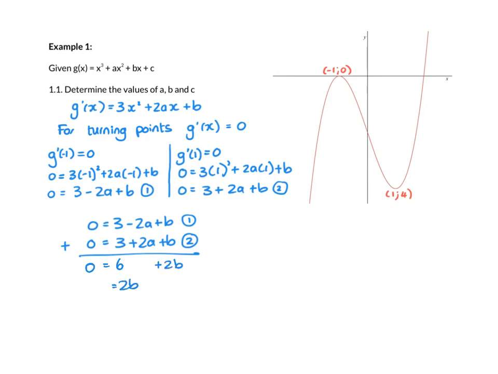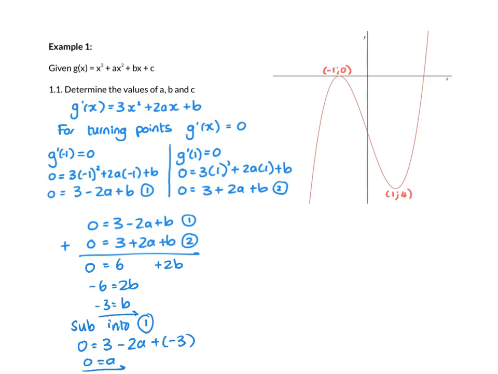So when I solve that equation, b is equal to negative 3. Now, like usual with simultaneous equations, I can substitute that into either one of my equations and find out what a is. And a in this case is 0.